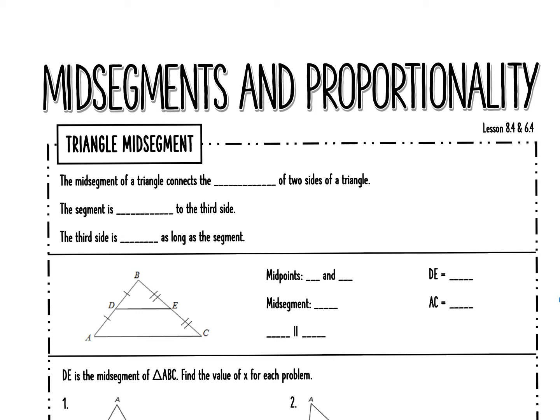We're going to start off with triangle midsegment. So the first thing here, it says the midsegment of a triangle connects the midpoints of two sides of a triangle. So it's connecting the midpoints. Next thing, it says the segment is parallel to the third side. So that means they'll be going in the same direction. And then the third side is going to be twice as long as the segment.